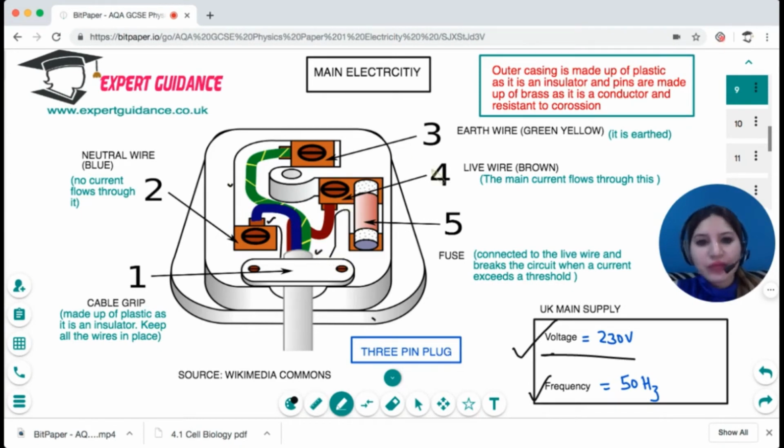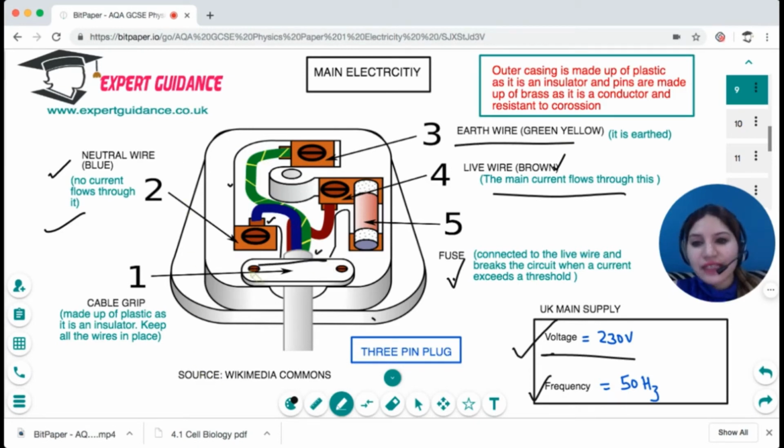The brown wire is the live wire where the main current flows, and the fuse is connected just to the live wire, because if the current exceeds a threshold in the live wire, it breaks the circuit. Then you can see on the other side, the left side, goes a blue wire, that is the neutral wire, in which no current flows. And to the top pin, there's a greenish yellow wire, and this is the earth wire, which earths the electric current.